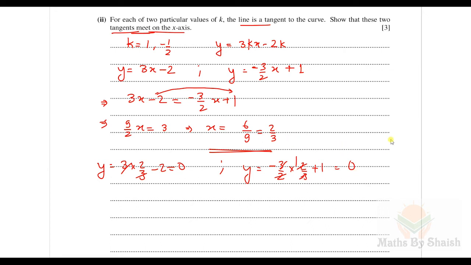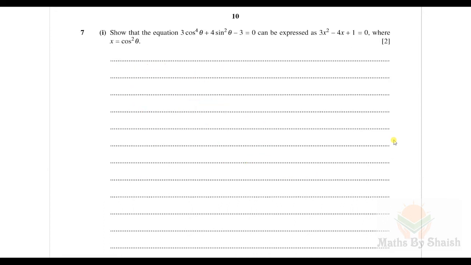Let's do the seventh question. This is the seventh question, first part. Show that the equation 3 cos power 4 theta plus 4 sine square theta minus 3 is equal to 0 can be expressed as 3x squared minus 4x plus 1 is equal to 0, where x is equal to cos square theta. So we can see it is cos square theta. So everywhere we only require cos square theta.